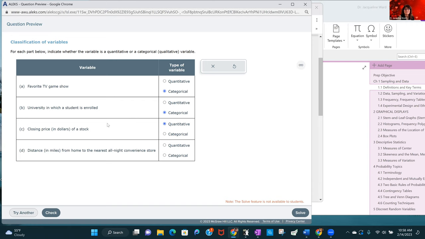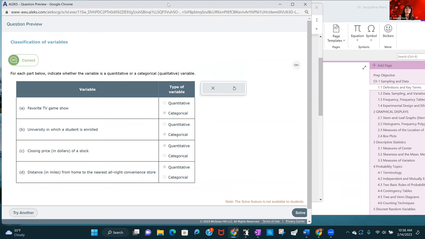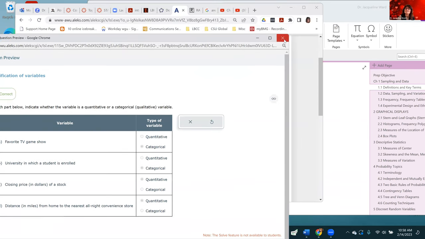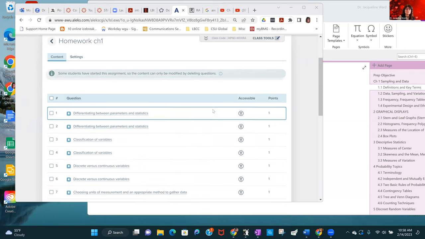About closing price in dollars of a stock. Yep, that's a quantity, the number of dollars. And then distance in miles from home to the nearest all-night convenience store. Yeah, number of miles, right? Okay. So these are easy schmeasy, easy schmeasy.